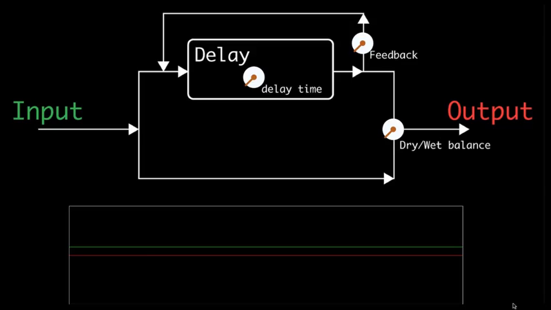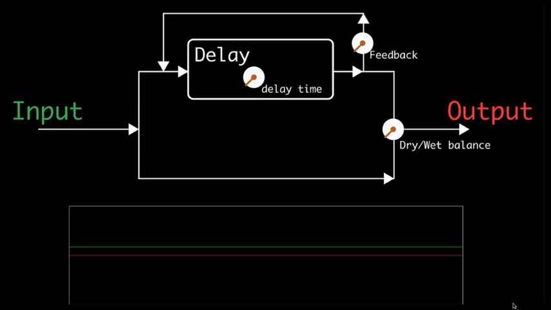On the wet side of this diagram, we see the delay unit, and the delay unit really just holds on to sound and then releases it a little bit later. We have delay time, which controls how much the delay unit waits before it releases that sound. The dry-wet control at the end allows us to blend between the dry undelayed signal and the wet delayed signal, and the feedback control routes the delayed signal back to its input so that the delays can repeat over time.